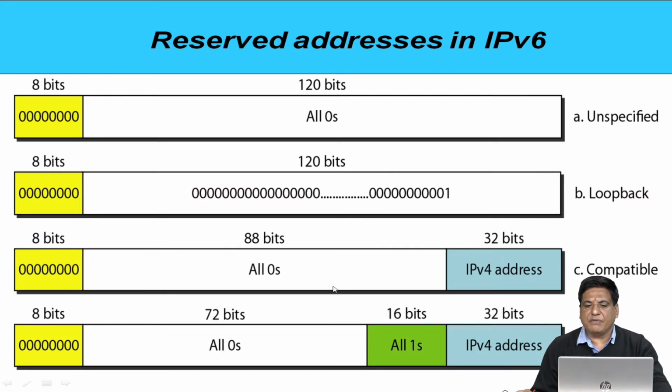Reserved addresses in IPv6. The first address is the unspecified address, which comprises 128 zeros. This address is used by a host which does not know its IP address.